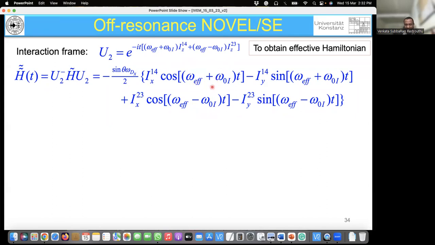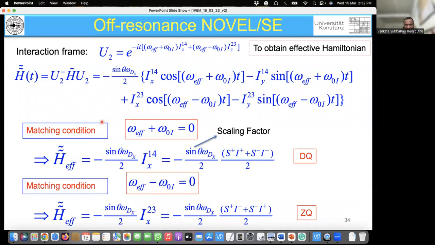It looks time dependent, but when we meet the matching condition, that is omega effective plus omega I is equal to 0, or omega effective minus omega 0 I is 0, that is the zero quantum and double quantum matching conditions we typically see in DNP, we get a time independent term corresponding to that matching condition. So this is the double quantum matching condition. In the Hamiltonian, we finally get the double quantum X operator. And when we match this term to equal 0, we get H effective as the double quantum X operator.